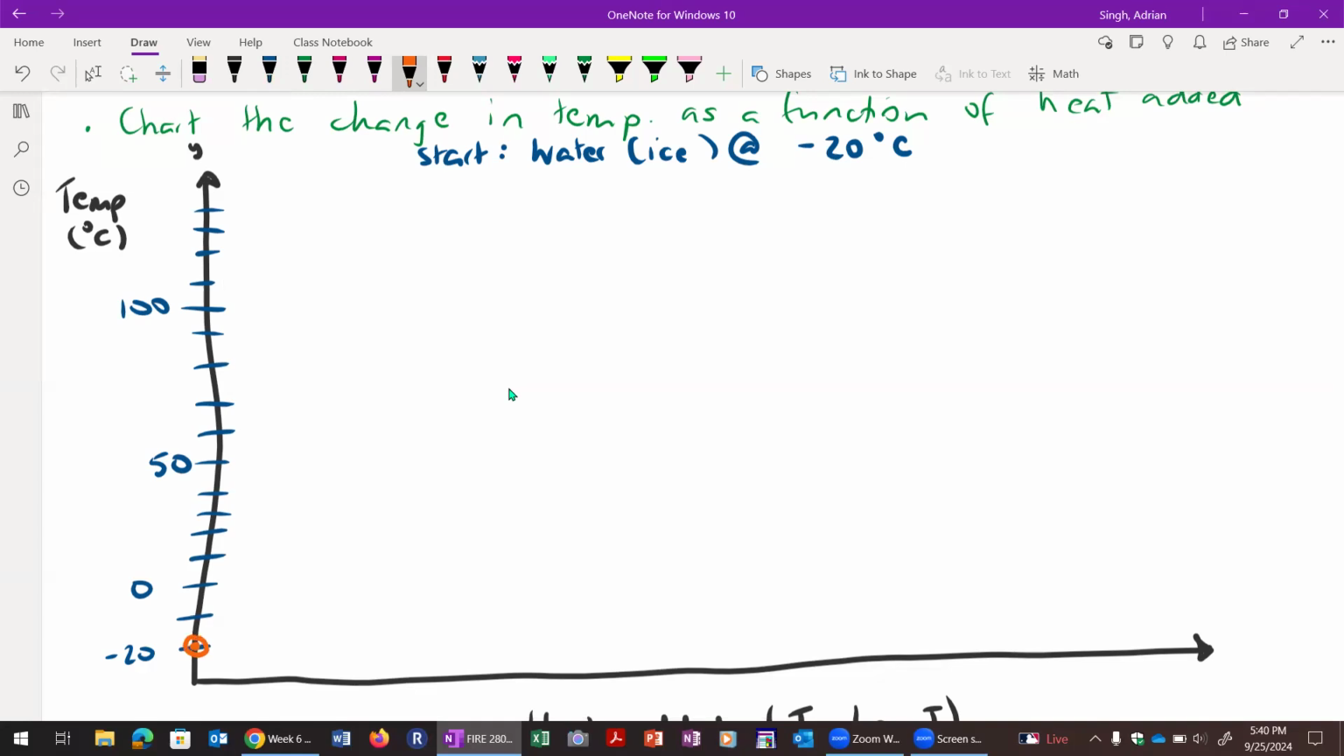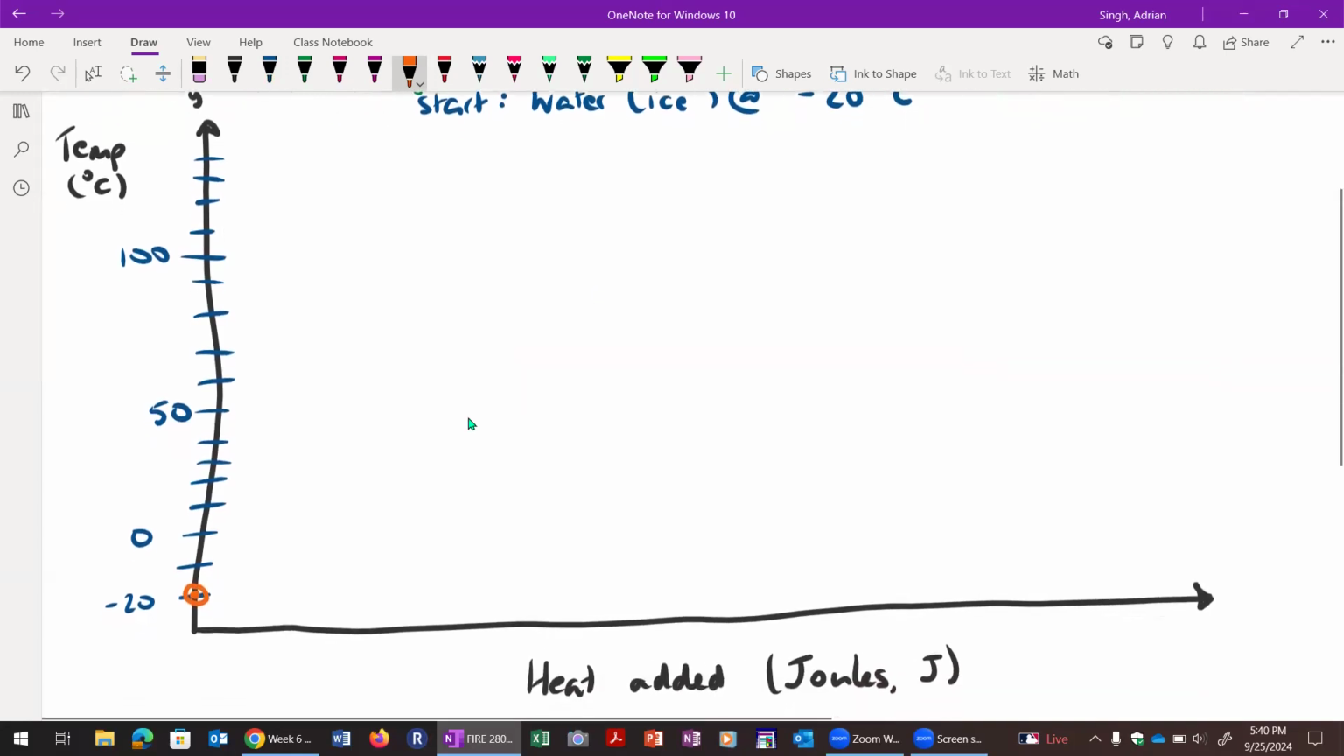Okay, so we have a sample of ice. It's super cold, -20 degrees Celsius, and we're going to start adding heat to it. And as we start adding heat to the sample of ice at -20, the temperature of the ice starts to increase. So as we add heat, the temperature of the ice increases. It goes up, goes up, goes up, goes up. We keep adding more heat until we get to a particular temperature, specifically now at 0 degrees Celsius.